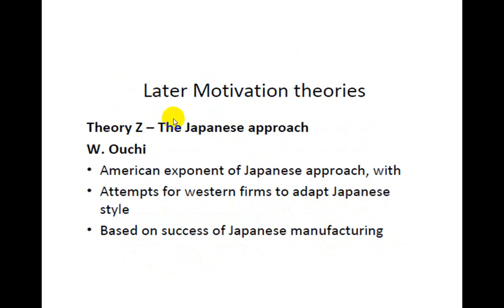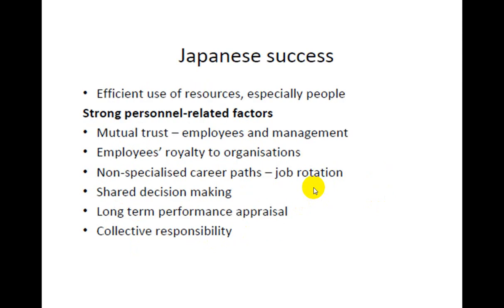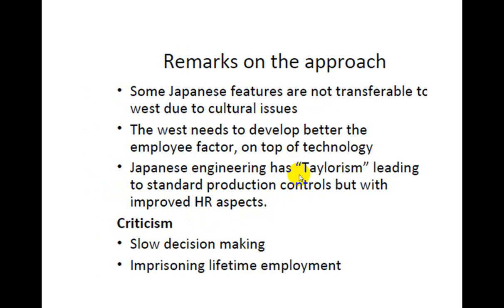Later motivation theories include Theory Z, the Japanese approach, an American exponent of the Japanese approach, with attempts for Western firms to adopt Japanese styles based on the success of Japanese manufacturers. It emphasizes efficient use of resources, especially people, strong personal factors, mutual trust between employees and management, employees' loyalty to organizations, non-specialized career paths, shared decision making, long-term performance appraisal, and collective responsibility.